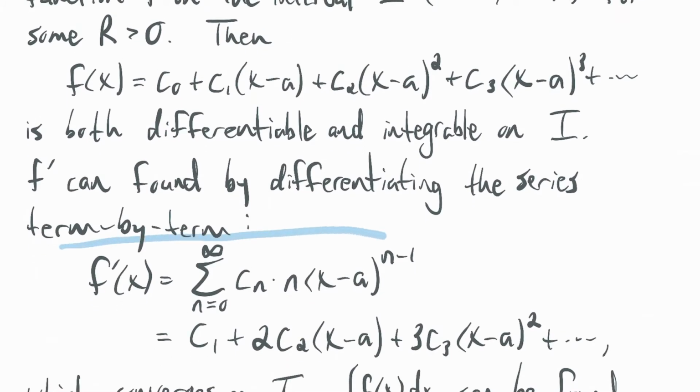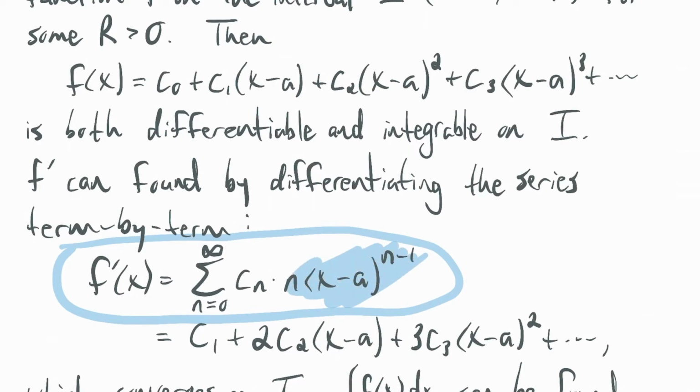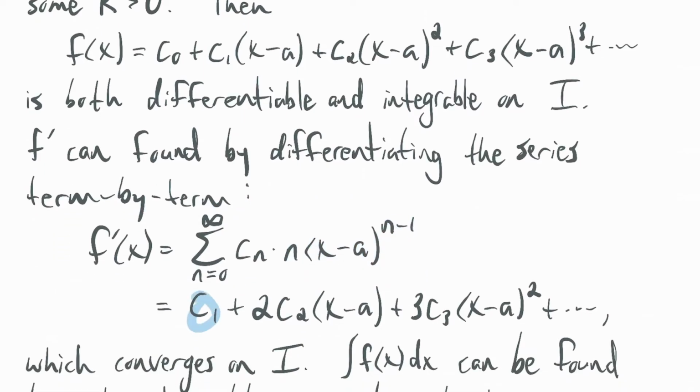So f prime equals the series as n goes from 0 to infinity of c sub n times x minus a to the n minus 1 power. This is just the power rule for the derivative. That's all you've got to do, term by term. So you get c1, because c0 went away, right? The derivative of a constant is just 0. The derivative of a linear term will just be the slope, so c1, plus 2 times c2 times x minus a, plus 3 times c3 times x minus a squared, and so forth. Okay, there's the derivative. And this converges on the same interval as the original function.